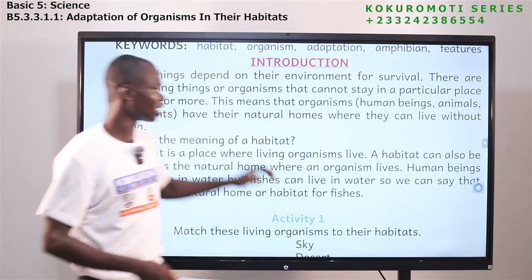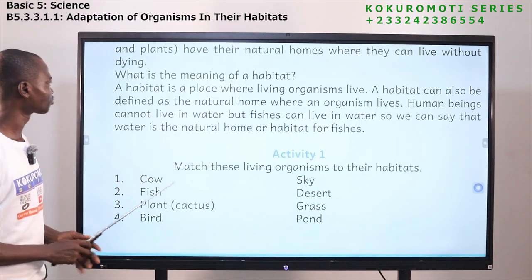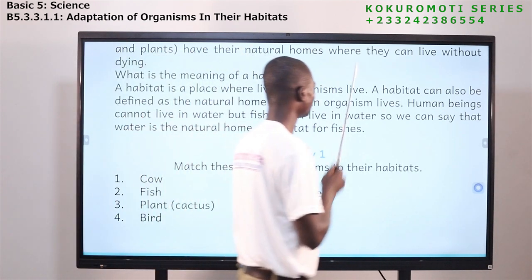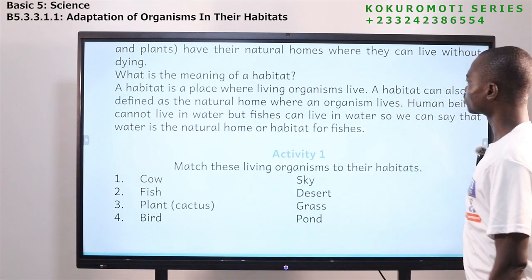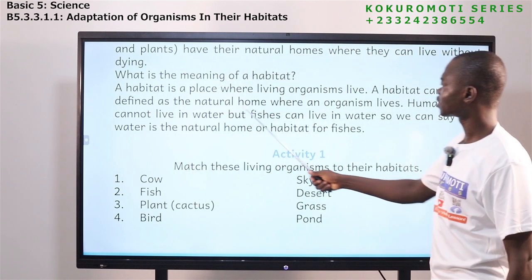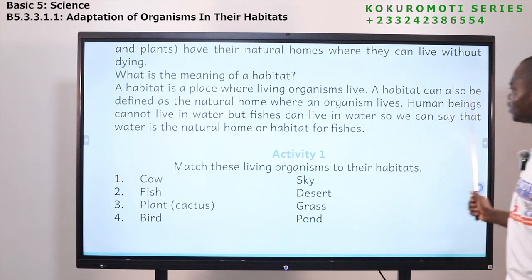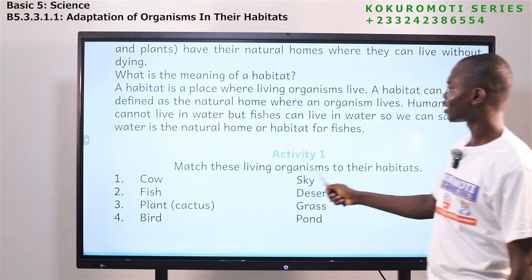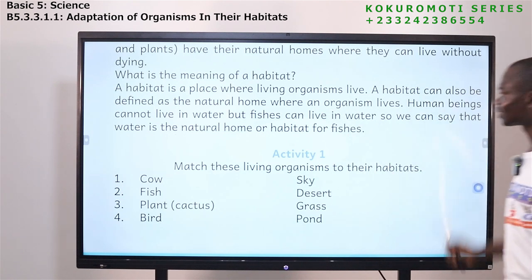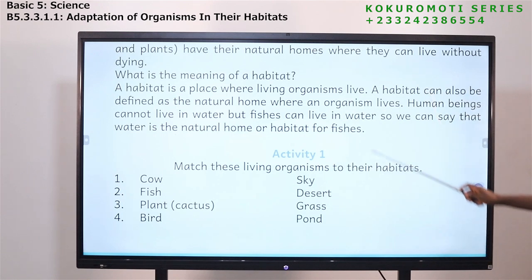So now we are looking at habitat. What is a habitat? A habitat is a place where living organisms live. A habitat can also be defined as the natural home where an organism lives. Human beings cannot live in water, but fish can live in water. So we can say that water is a natural home or habitat for fish.